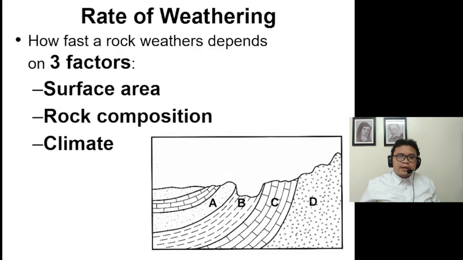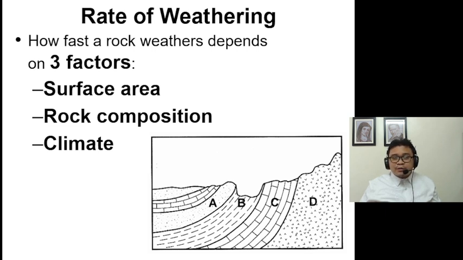So now, when we discuss the rate of weathering of rocks, typically there are three factors. Number one, we have the surface area. Number two, we have the rock composition. And number three, we have the climate of the area which we should consider. Well, for surface area, this is very common sense. The larger the surface area, of course, there are more particles to be weathered. So the larger the surface area, the faster will be the rate of weathering.